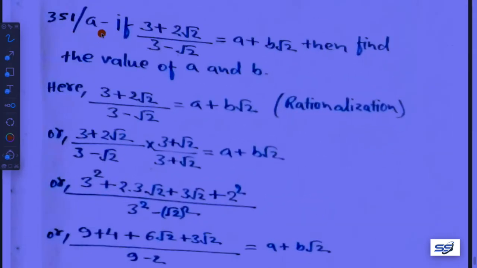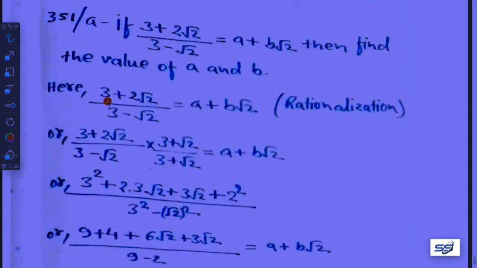A question is given here: if (3+2√2)/(3−√2) equals a+b√2, then find the value of a and b. Here an equation is given, and from this equation we have to find the values of the unknowns a and b. We can get them by rationalization.